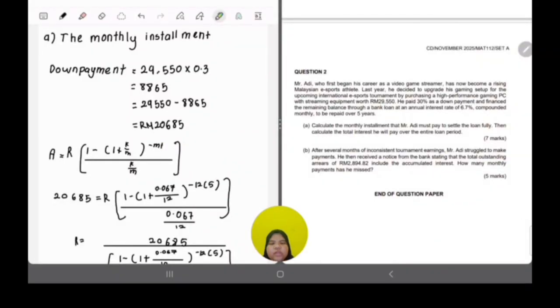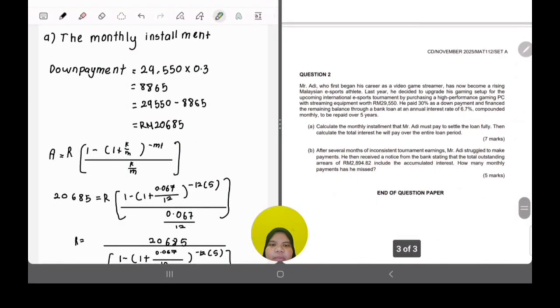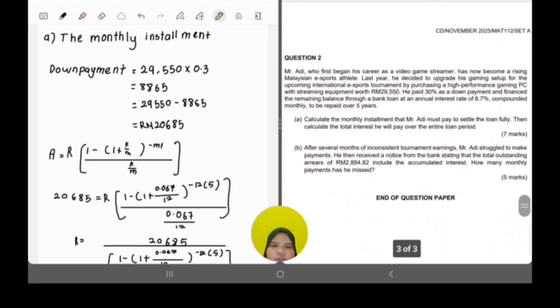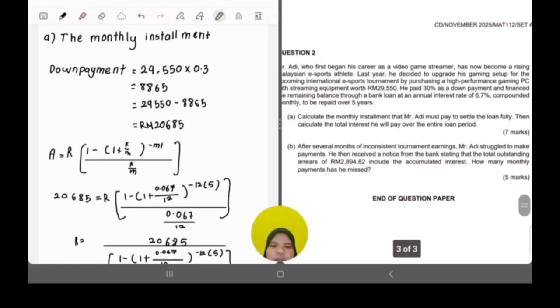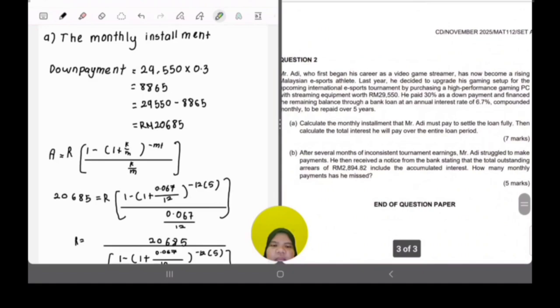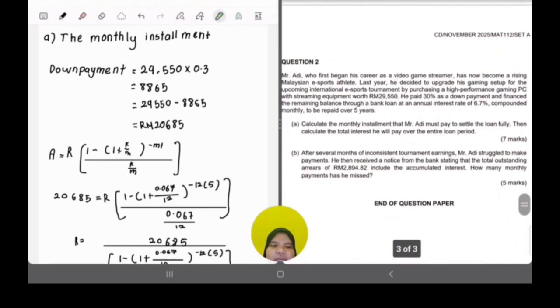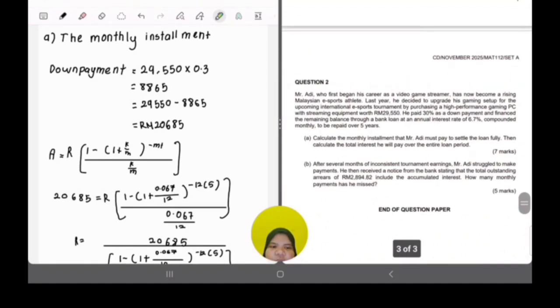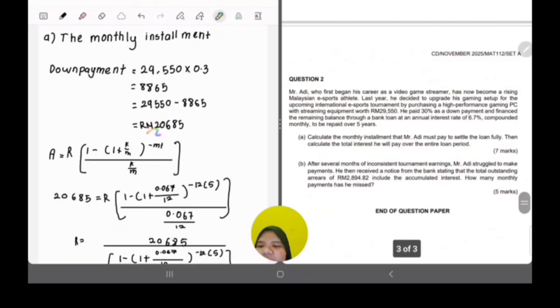Now I'm going to explain question 2 part B, which is the last question for this group project. So now looking at question 2A, calculate the monthly installment that Mr. Adi must pay to settle the loan fully. So now the loan that he makes is 20,685 after we minus the down payment that he already paid.